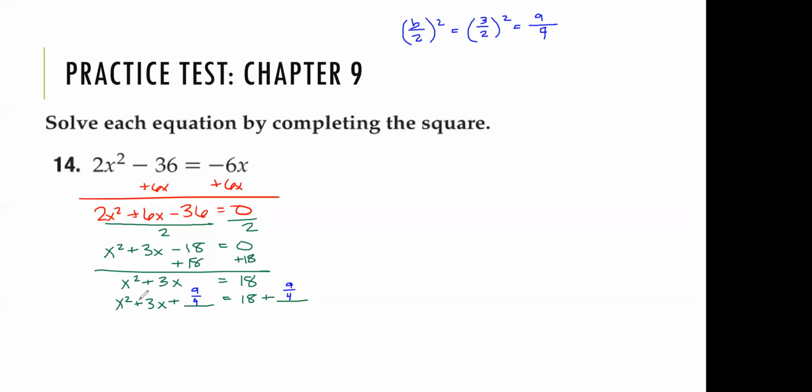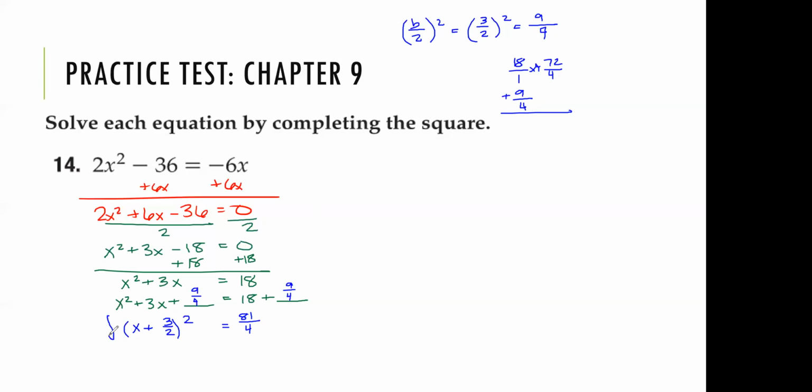Okay? So then when I factor this, this is x plus 3/2 squared is equal to 18 plus 9/4. I can do that. Remember, pre-algebra, okay? My denominators need to be the same, so I've got to multiply here. So 18 times 4 is equal to 72. So I take 72/4 and add 9/4, and that's 81/4, okay?